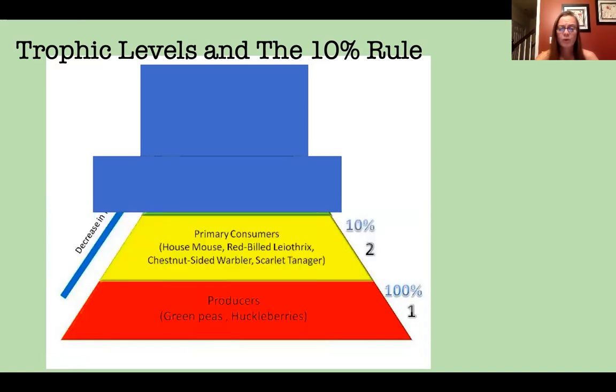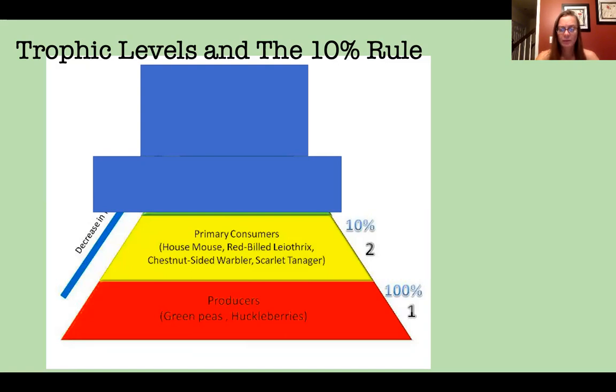Now, primary consumers. All consumers are things that eat other organisms. Primary consumers eat producers. So a primary consumer is a plant eater. Only 10%, so now we're back to that second law of thermodynamics, only 10% of the energy that the producers make is actually available to be used by primary consumers.